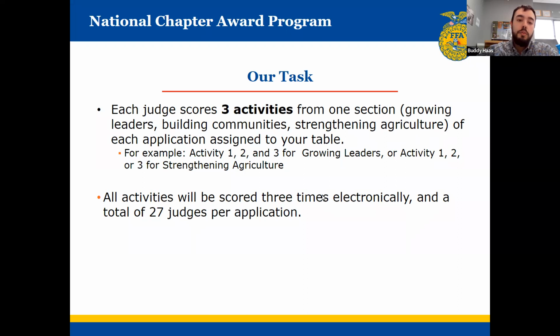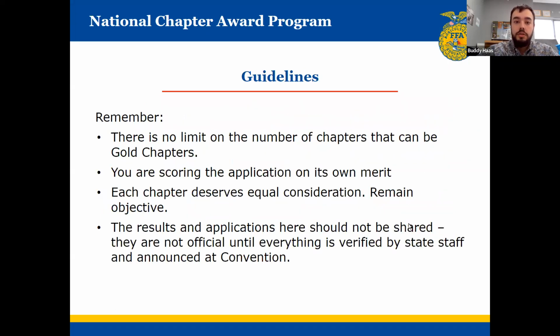We'll be getting out information, and you'll be getting a link sent to you with a code to be able to say, these are the applications that you are going to judge, and it'll be done all electronically on AET. But the nice part about it is basically by the time we are done, roughly 27 judges would have looked at each application to be able to give our finalized score for those chapters in our National Chapter Award program.